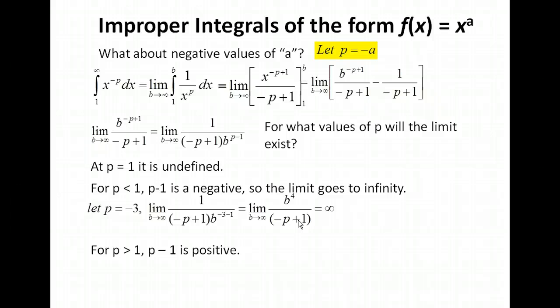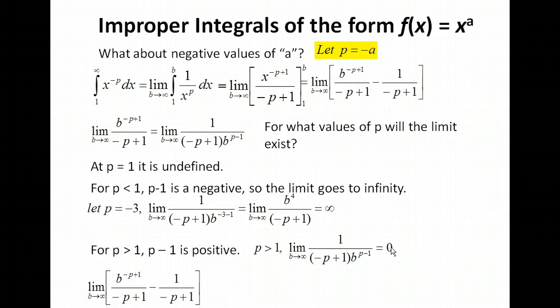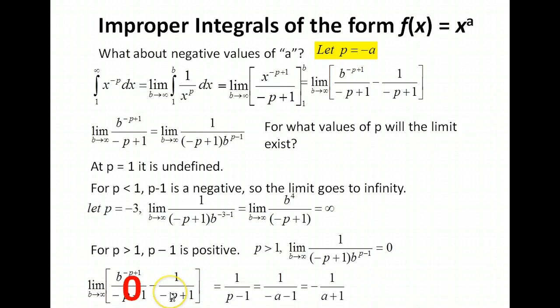Okay, so let's look for values of p that are greater than 1. Then p minus 1 is going to be a positive number. And the limit is going to go to 0, because we now have our b staying in the denominator, getting bigger and bigger. So 1 divided by a really large number is going to give us 0. So that means going back to this original limit that we had up here, that this first term is going to become 0. And all we're going to be left with is the second term.